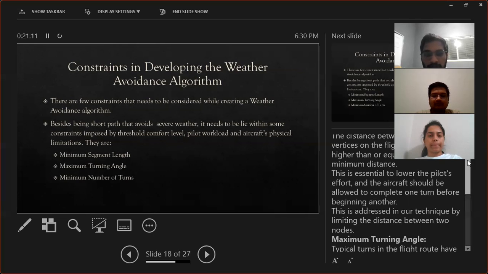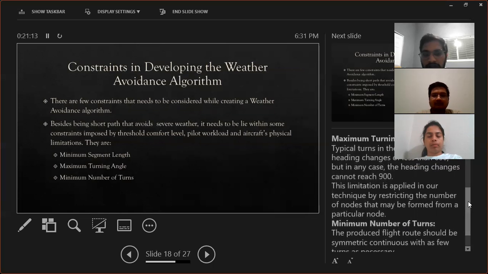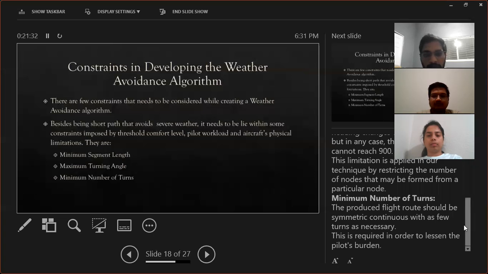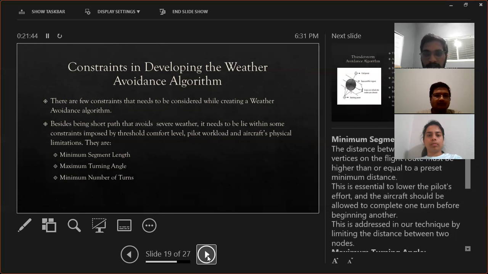Coming to maximum turning angle, typical turns in the flight route have heading changes of less than 60 degrees, and it must not exceed 90 degrees because that is the limit. This limitation in our paper is restricted by the number of nodes that may be formed from a particular node. Next is minimum number of turns. The produced flight route should be symmetric and continuous with as few turns as necessary. This is required in order to lessen the pilot's burden. So coming to next slide.